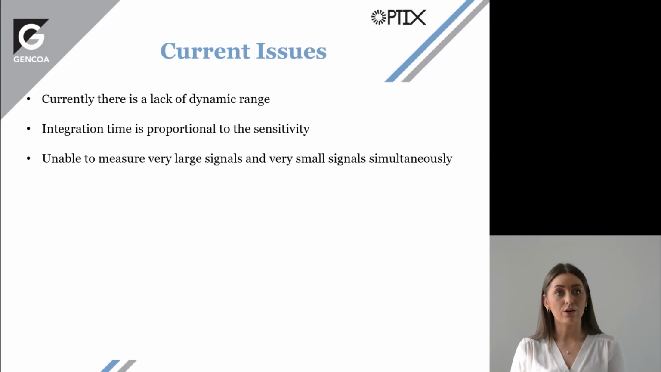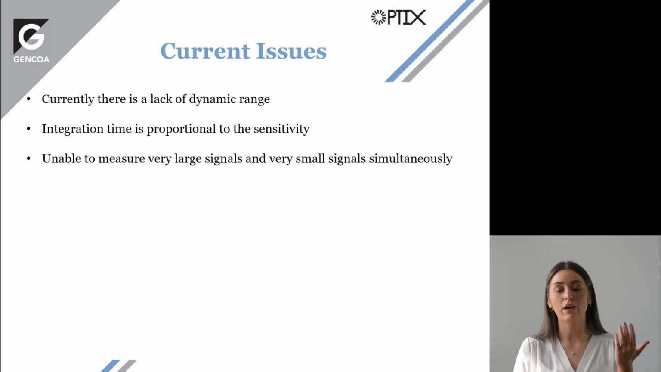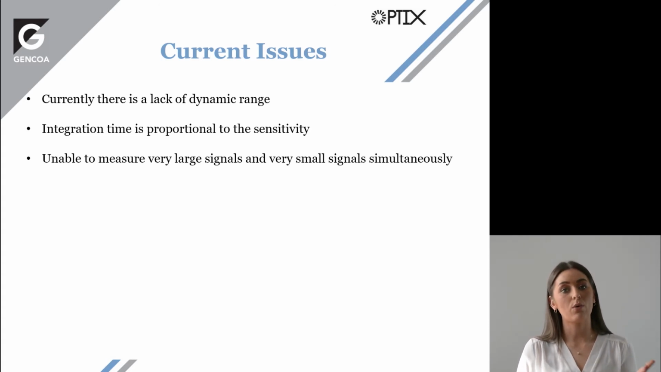If we want to measure the large signals, we would have to use a lower integration time. And if we want to look at the smaller signals, we have to use a high integration time. But at the minute, we can't do both at the same time. So this is depicted here.